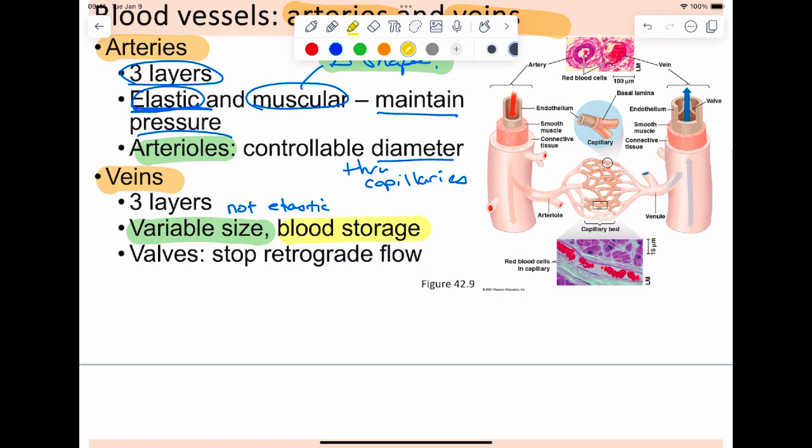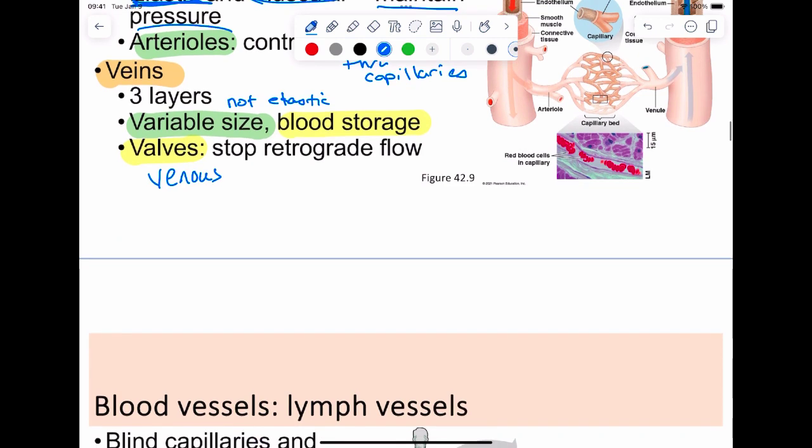Blood flows due to blood pressure. And here we don't have high blood pressure, which means blood can move backwards. We don't want blood rushing back towards your feet. So what we need to do is prevent blood from moving the wrong way. Those are what we call valves. In particular, these are what we would deem to be venous valves.